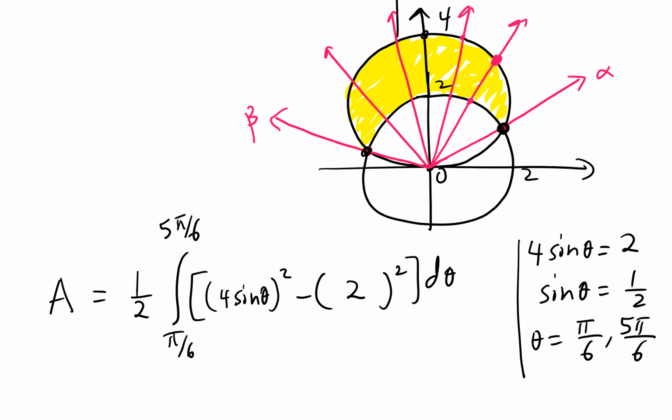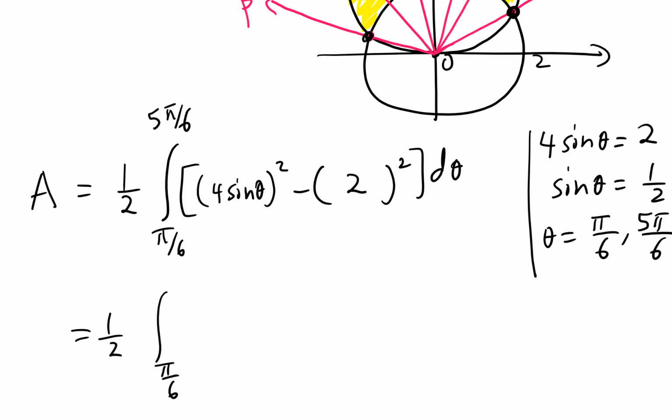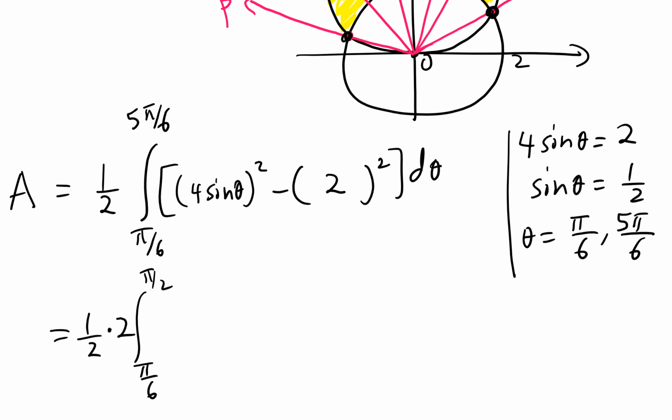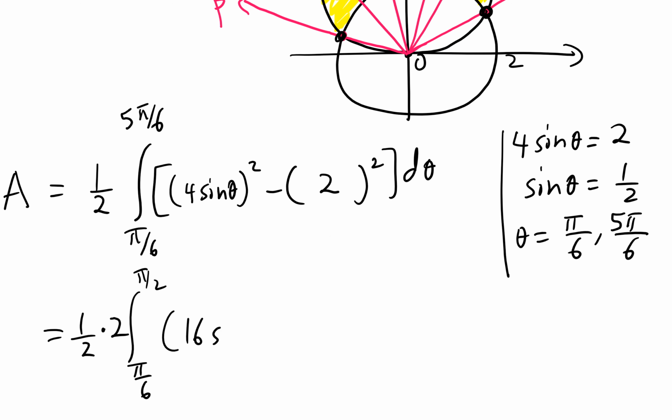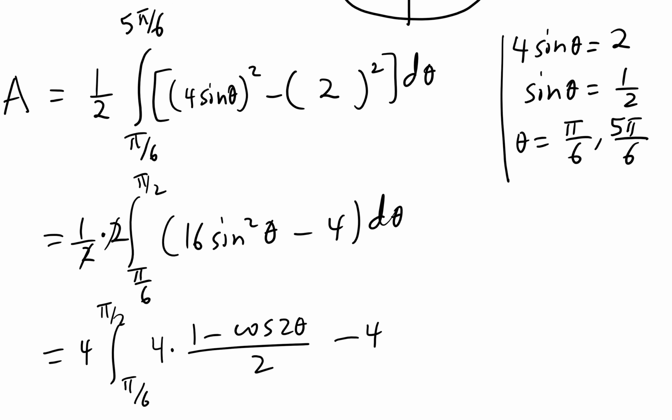Now it's good that you try to integrate this on your own. What we do here is keep the 1/2. If you like, by symmetry, you can go from pi over 6 to pi over 2 and double that. And inside we get 16 sine squared theta minus 4, d theta. These two cancel. You can pull the 4 out. From pi over 6 to pi over 2, you have 4 times 1 minus cosine 2 theta divided by 2, minus 4. The 4 becomes 1, all d theta.